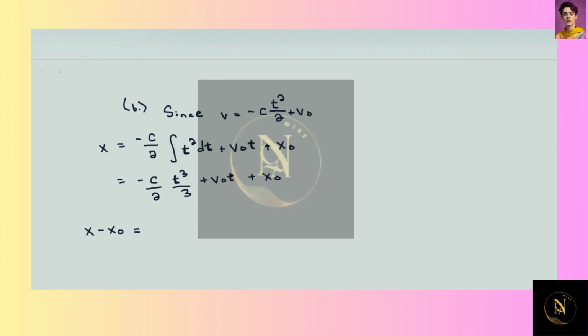And when you do this out in the calculator, you get that x minus x naught is 106.752 meters, which is the distance traveled over the trip from time equal to 0 seconds to time equal to 8 seconds. And so this is the final answer.